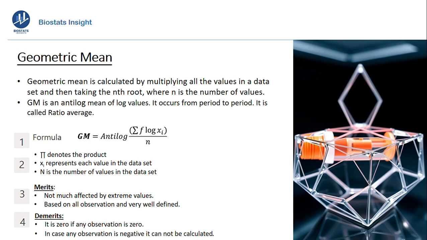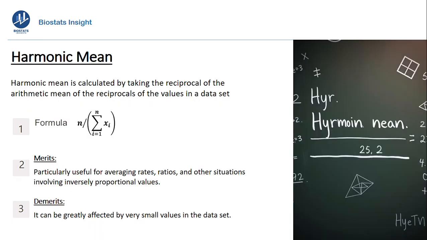Formula: geometric mean is the anti-log of summation of log xi divided by n, where pi denotes the product and summation denotes the sum of values. Xi represents each value in the data set, and n is the number of values in the data. Merit: it is not affected by extreme values, based on all observations, and very well defined. Demerit: if any of the observations is zero, geometric mean would be zero. If any of the observations is negative, we cannot calculate geometric mean.